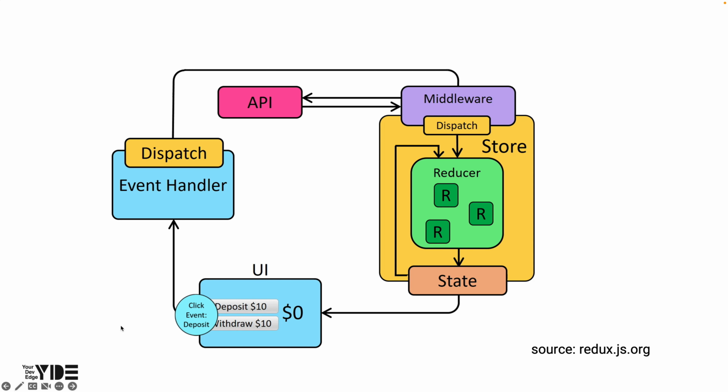Let's take a look at the picture provided by the official Redux site. When an action is dispatched from the UI, the action goes to the middleware. And in the middleware, if the action is an action to be processed in the middleware, for example, if it is a remote API call, the API is called, and if not, the action is dispatched to the reducer. The reducer then computes the new state, and the result is reflected in the UI.